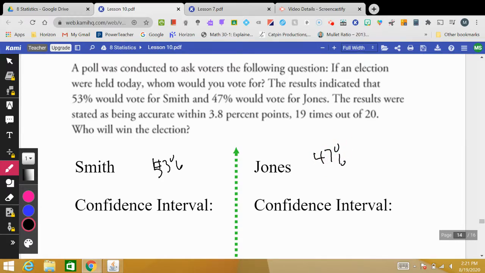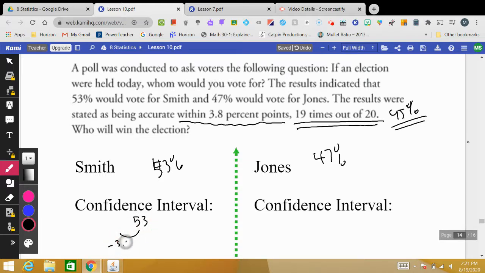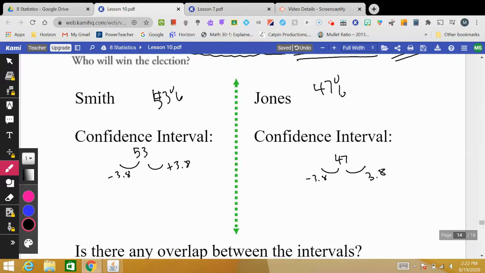So right now it's not looking good for Jones, right? Looks like Smith has got it in the bag. The results were stated as being accurate to within 3.8% points 19 times out of 20. So if you go 19 divided by 20, they're 95% confident in these results. So if we look at the confidence interval, again we're going to go 53, we're going to go minus 3.8 and plus 3.8. And for Jones, we're going to go minus 3.8 and plus 3.8. Okay, so just give me a second here to punch that into my calculator.